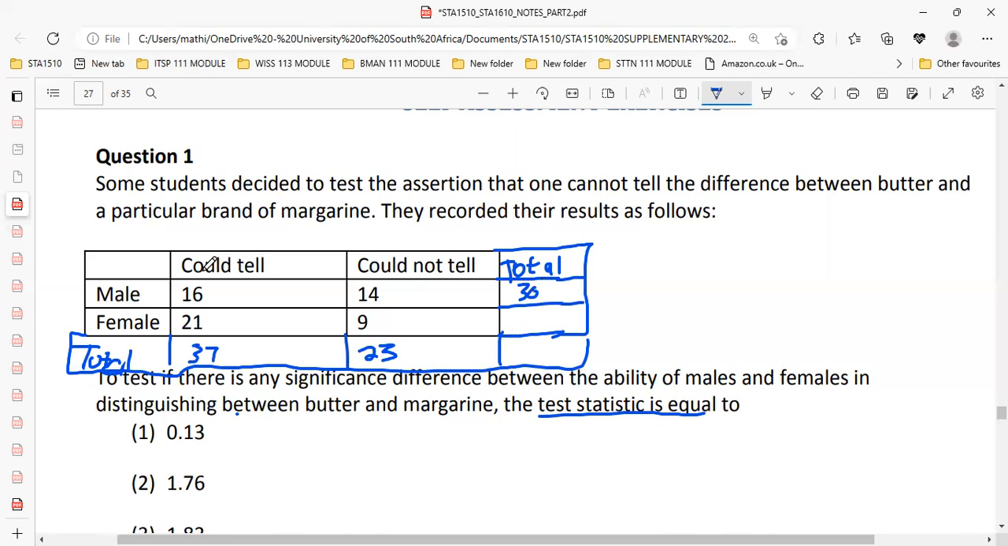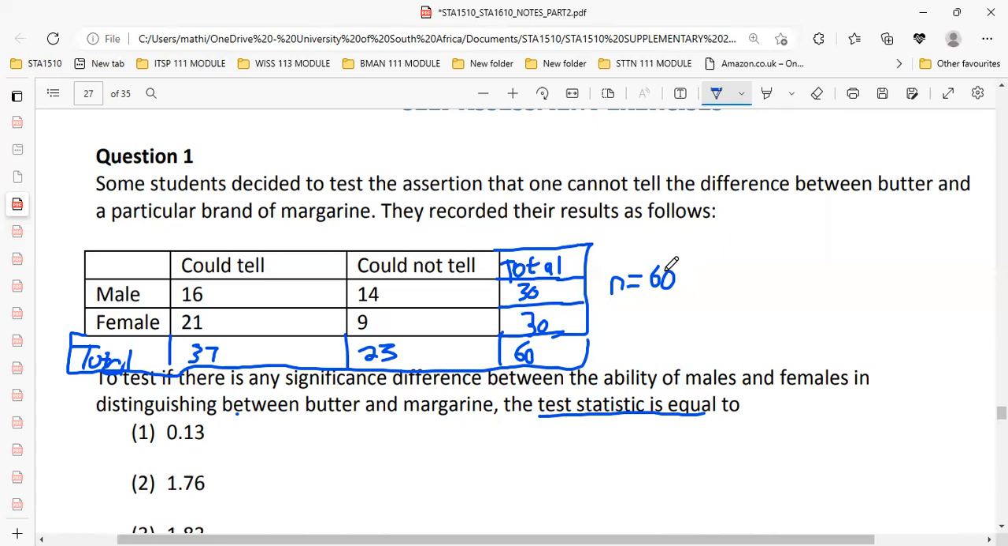Then again we say 21 plus 9, which will give us 30 again. Now we can just say 30 plus 30. That's our sample size, or random sample, meaning that n is equal to 60. Now we have our totals. Now we can calculate what we call expected frequency.